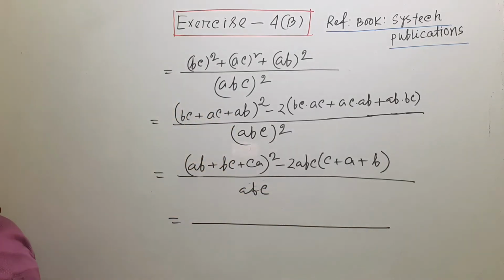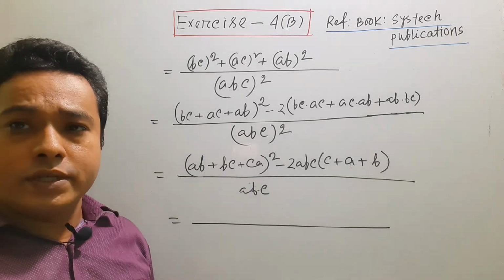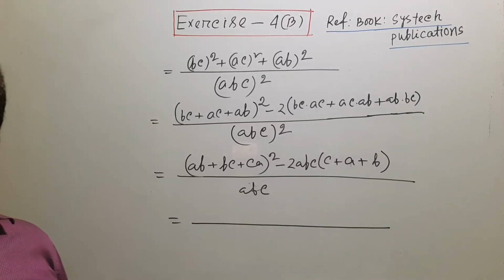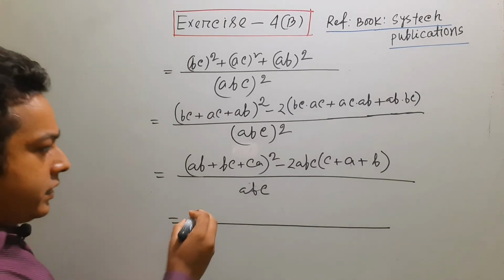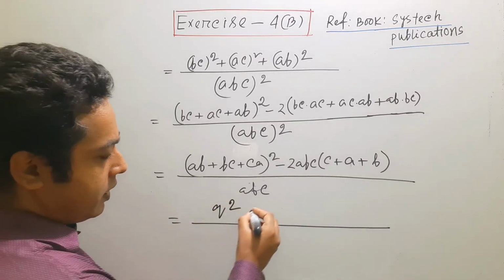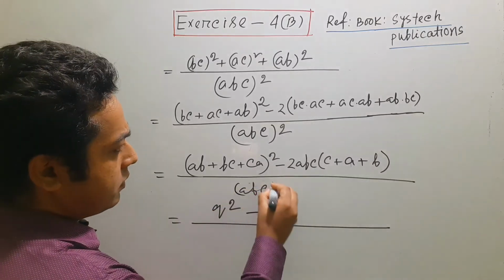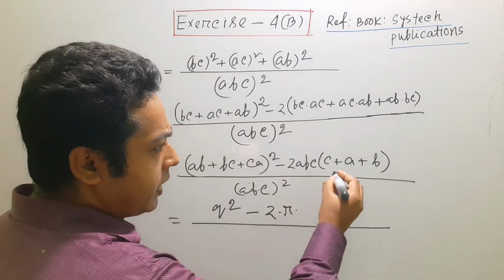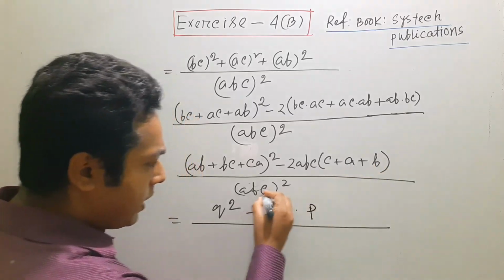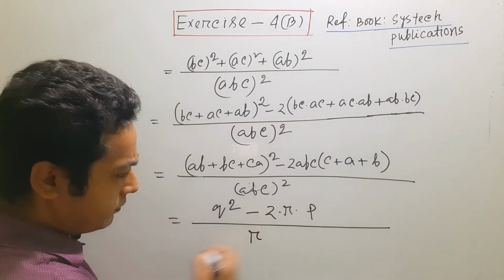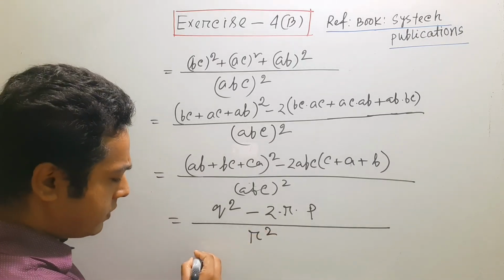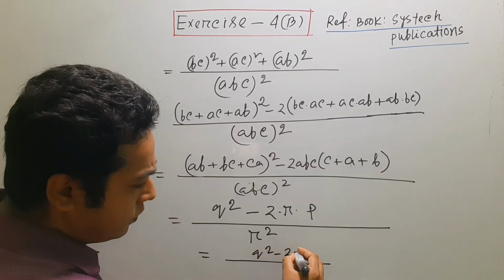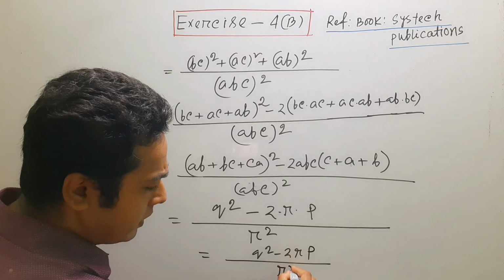From the first relation between roots and coefficients, ab plus bc plus ca is equal to what? Already we have done it, which is q, and abc is equal to r, and a plus b plus c is equal to p, and this is r. Okay, it will be r square. So our answer is q square minus 2rp divided by r square. This is our answer.